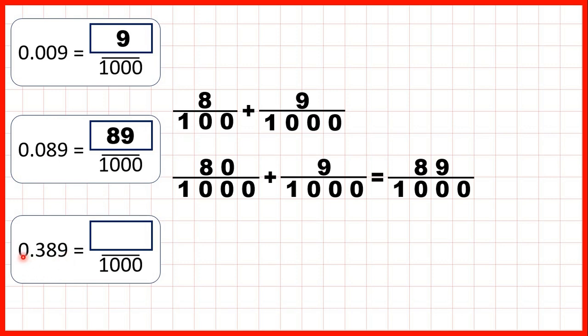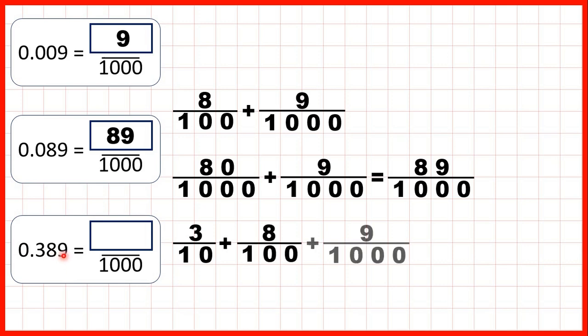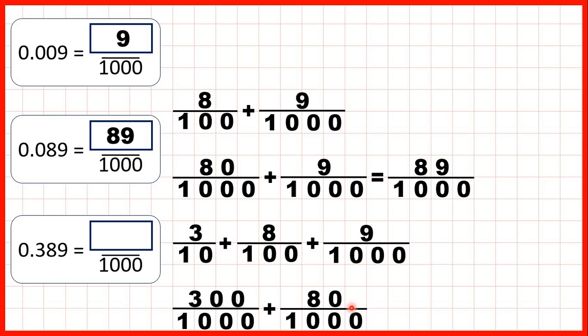Now let's take a closer look at 0.389. We have 0 in our ones, then 3 in our tenths, 8 in our hundredths, and 9 in our thousandths. But 3/10 is the same as 300 thousandths. That's because we use multiplication to find equivalent fractions. 10 times 100 is 1,000, and what we do to the denominator, we do to the numerator, and 3 times 100 is 300. Then we have 8 in our hundredths place value, but 8 hundredths is the same as 80 thousandths. That's because 100 times 10 is 1,000, and 8 times 10 is 80.